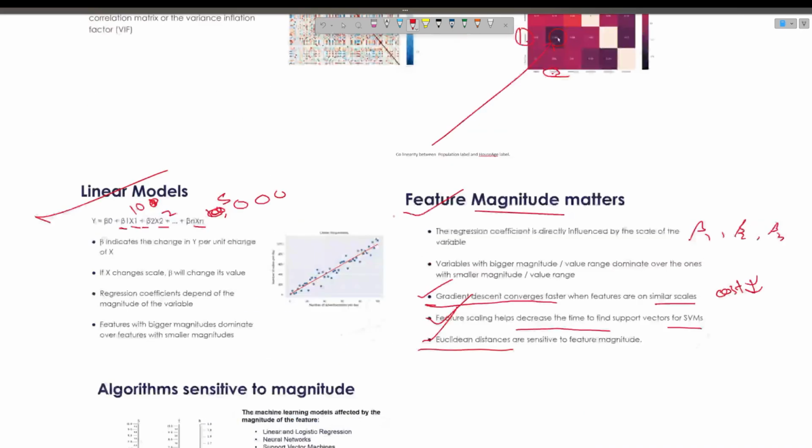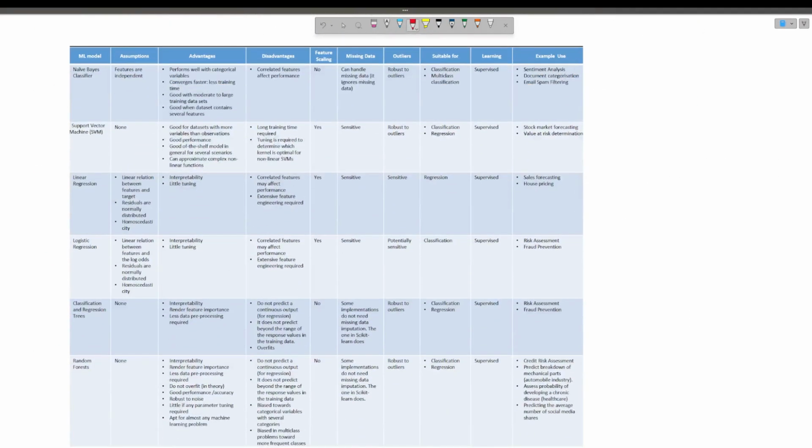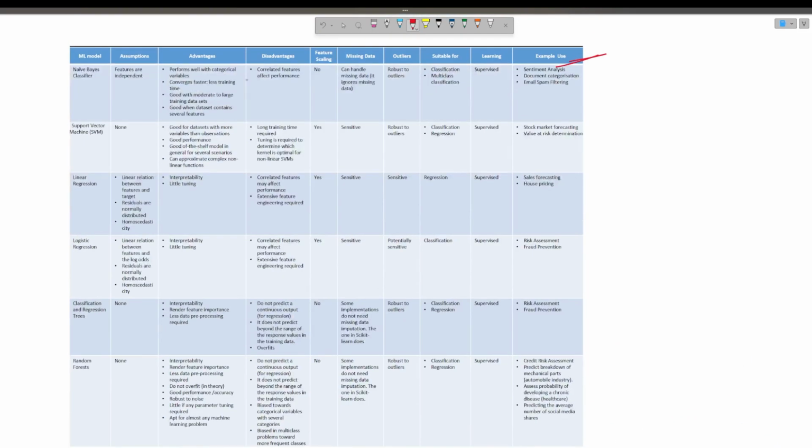Okay, so now this is basically a table where there are various models and the assumptions as mentioned. It has advantages and disadvantages, whether feature scaling is required or not, how it handles missing data, what about outliers, which kind of scenarios it is suitable for, and learning, supervised or unsupervised, since machine learning is divided into supervised and unsupervised, and example uses or real life scenarios. You can see there are lots of models. We'll learn about them and when they are used.